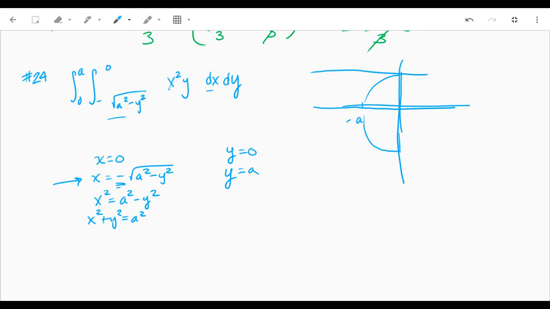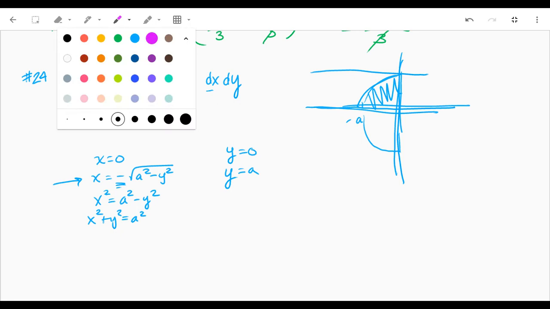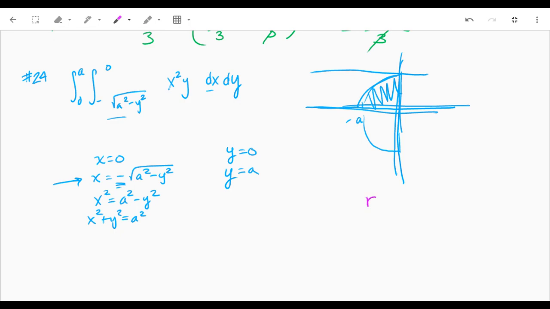I'm sorry, I mixed those up. X equals 0 is the vertical line, y equals 0. So we want this region here. Okay, so that's a much easier region to do in polar. So if we switch that to polar, that's just r is between 0 and a, whatever a is, and theta is between pi over 2 and pi.